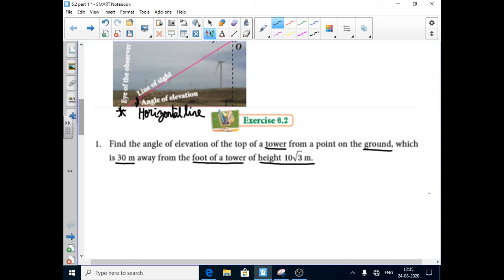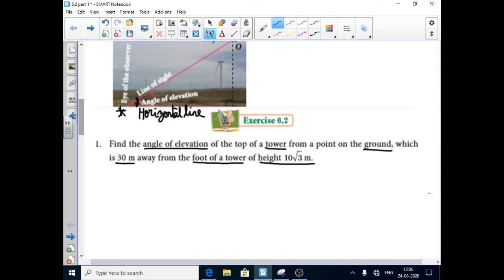From the question we can understand that it is angle of elevation. This exercise deals with only angle of elevation, so all the sums here will be about angle of elevation. The next exercise deals with depression, and the last exercise deals with both the angles. So first, you identify that we have to find the angle of elevation.